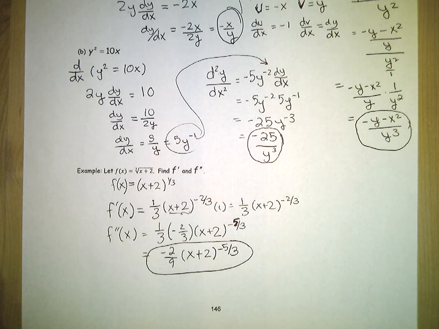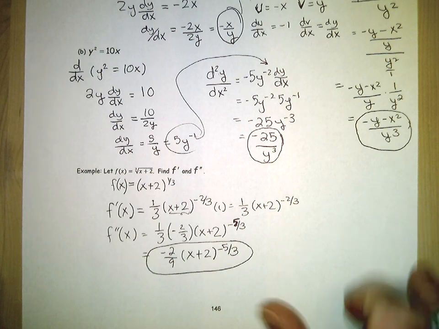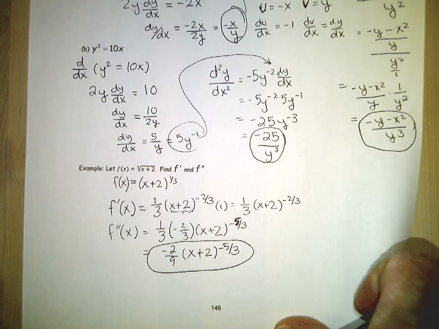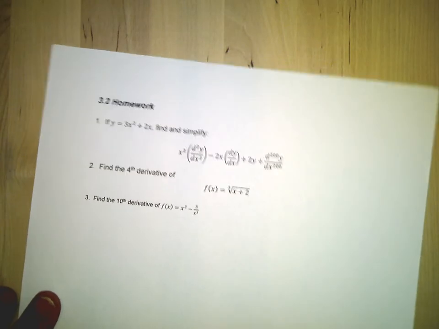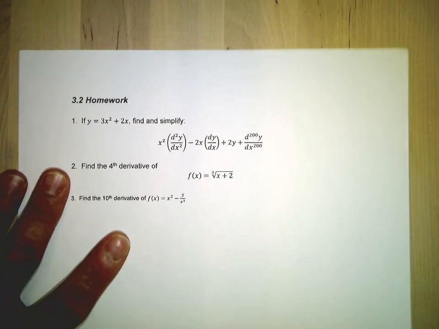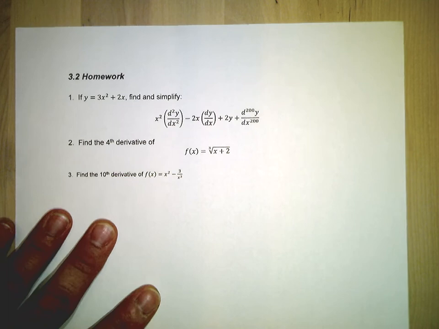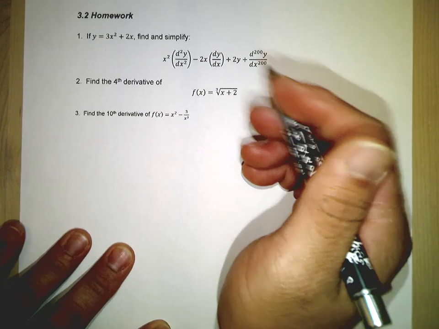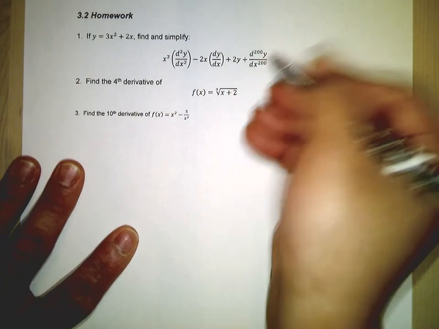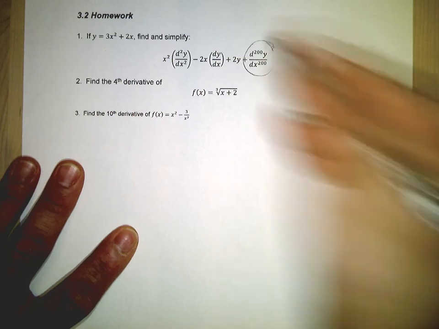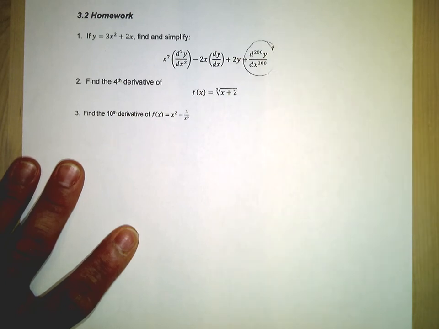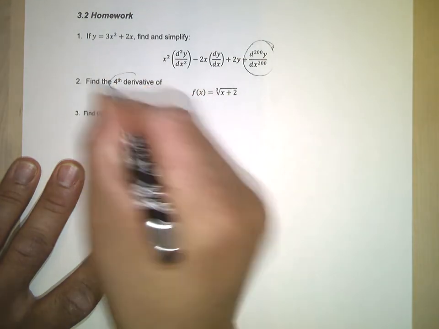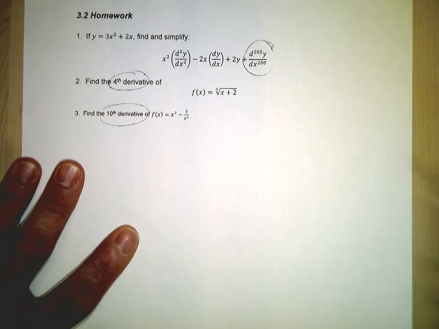All right, so now that is the end of this section of examples, but I do hope that you would try some of these example problems here just for your own enjoyment, because one of these you can see has a 200th derivative in it, and then a problem with the 4th derivative and the 10th derivative.